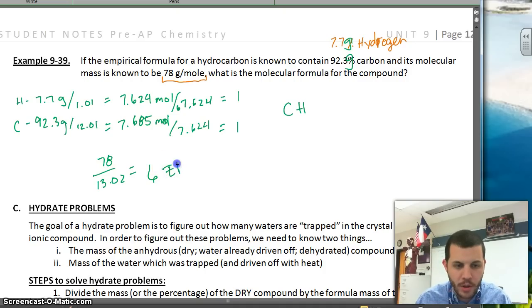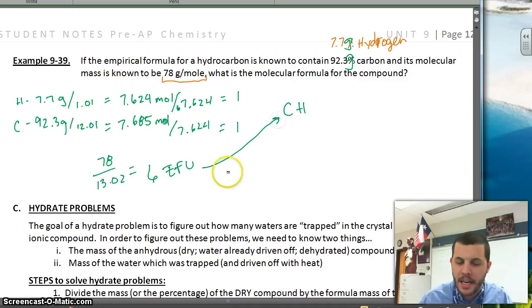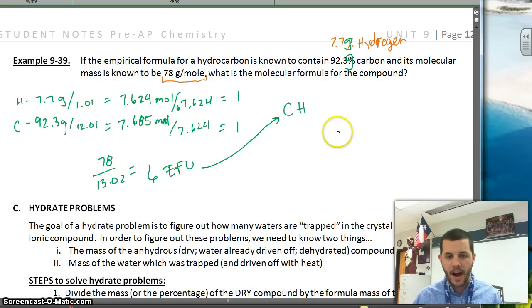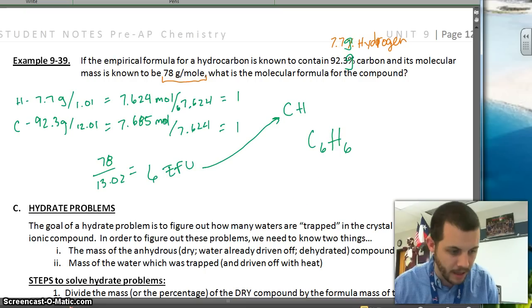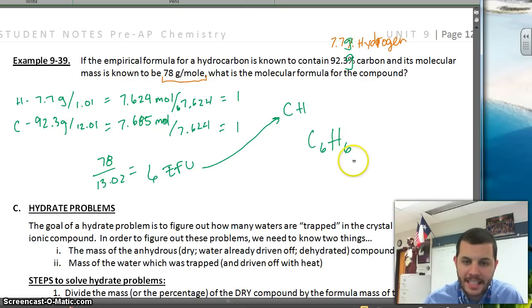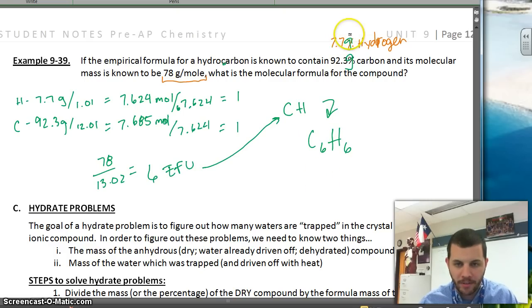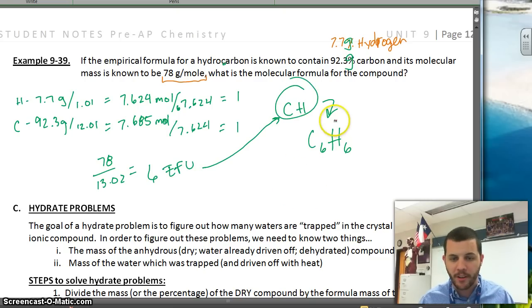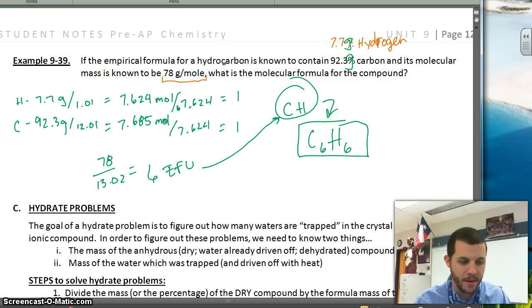So what I'm going to do with my number of empirical formula units is multiply it by my subscripts, and so I end up with C6H6. So what that means is that CH is my empirical formula, and C6H6 is my molecular formula. So if I ask you for the empirical formula on the test, you're going to give me this. If I ask you for the molecular formula, you're going to give me this. And that is how you do it.